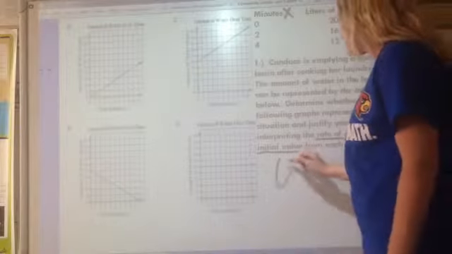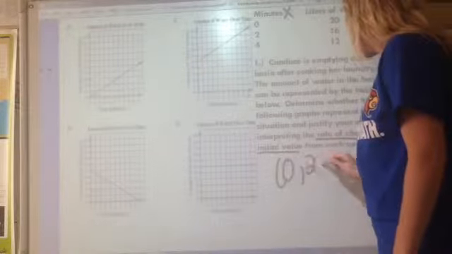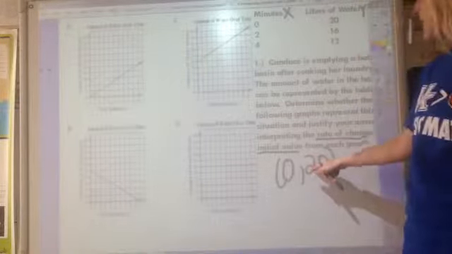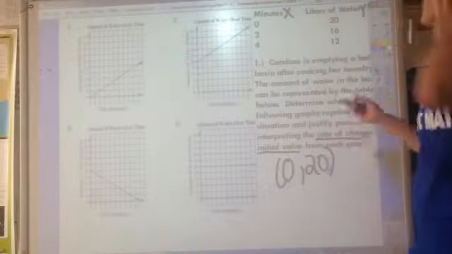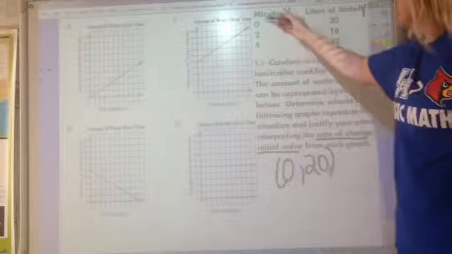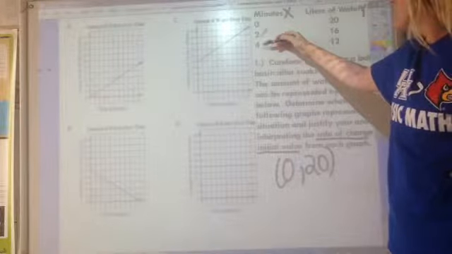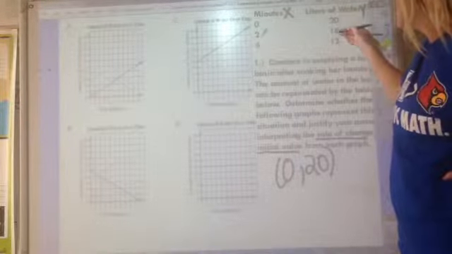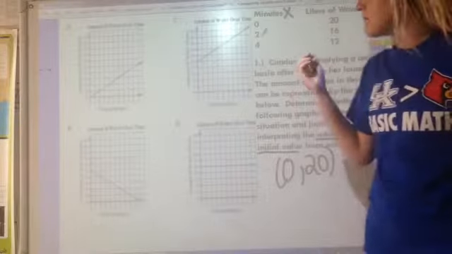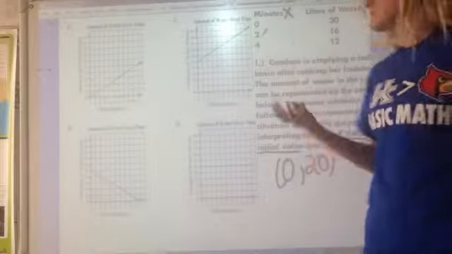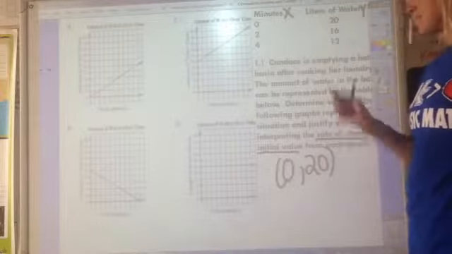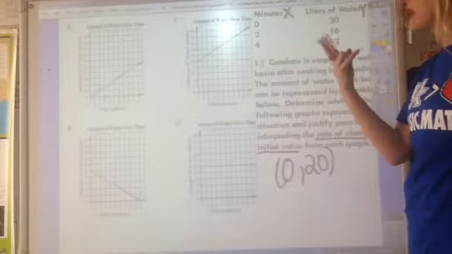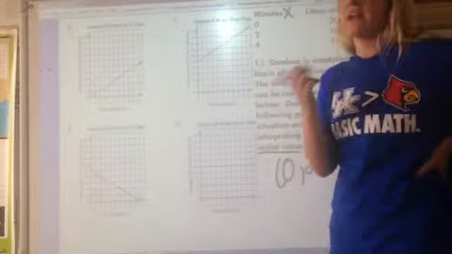If I have the coordinate (0, 20), x is 0 here, and that means that I have 20 liters of water. Now, I can look at this table and see that as time passes on, my amount of liters is decreasing. So I know that I'm going to have a negative slope. What that tells me is that I can immediately eliminate two answer choices that don't have a negative slope.